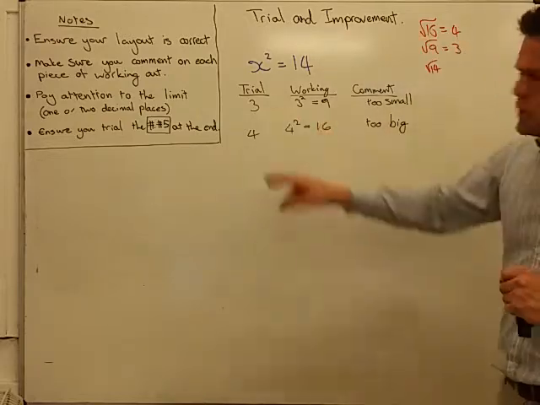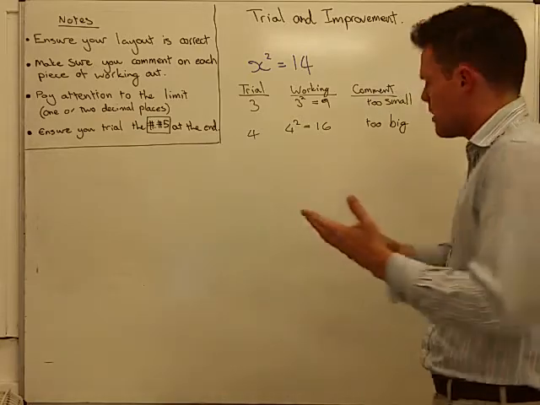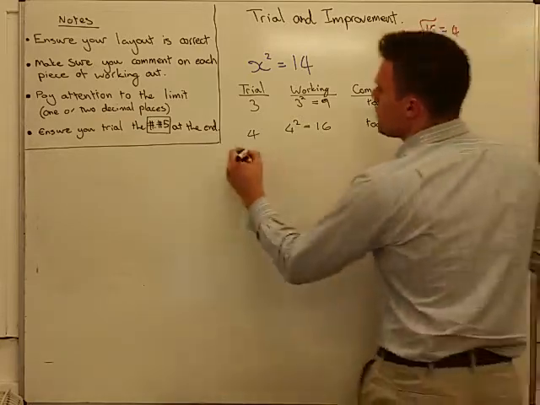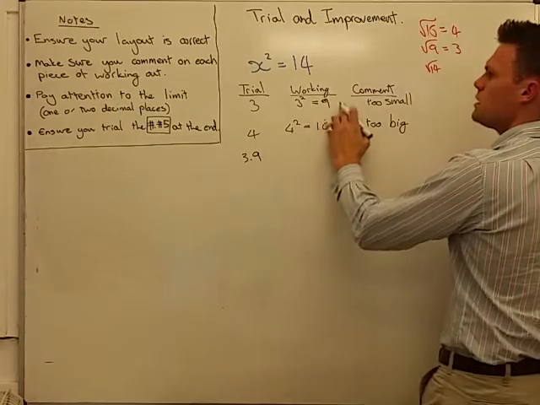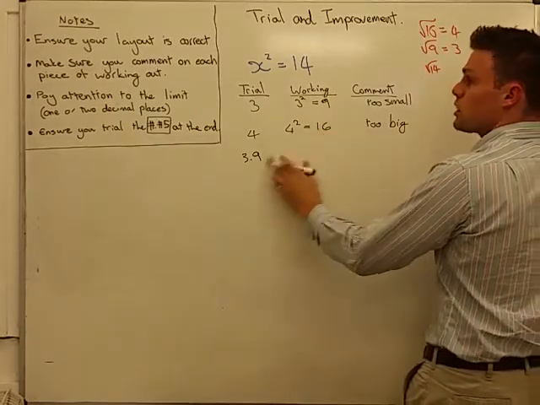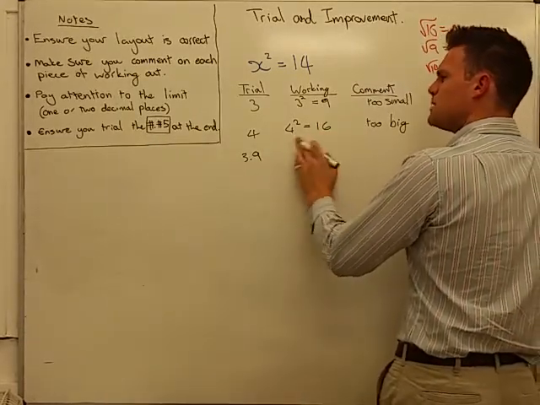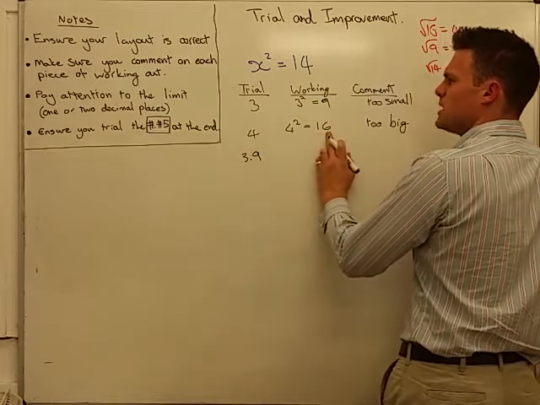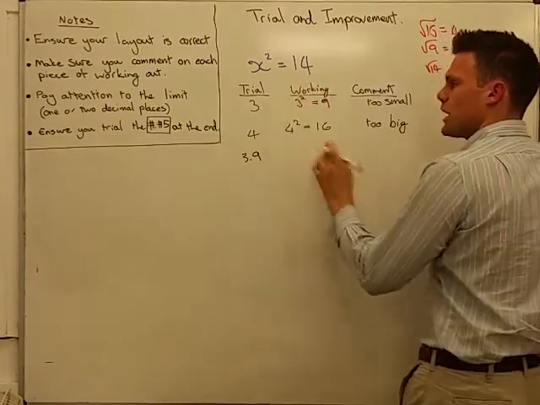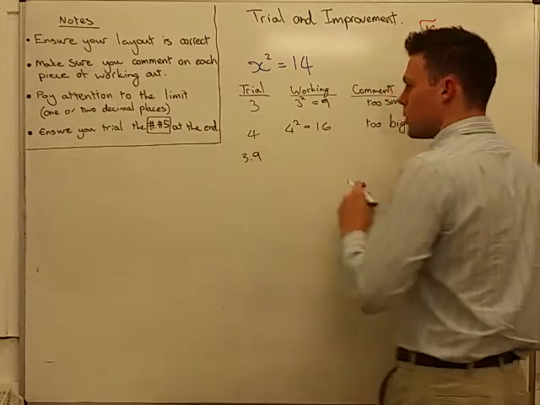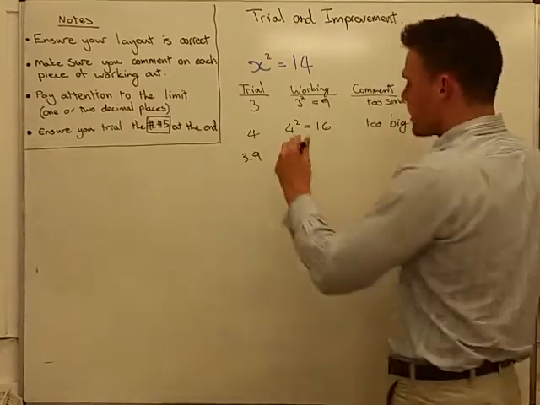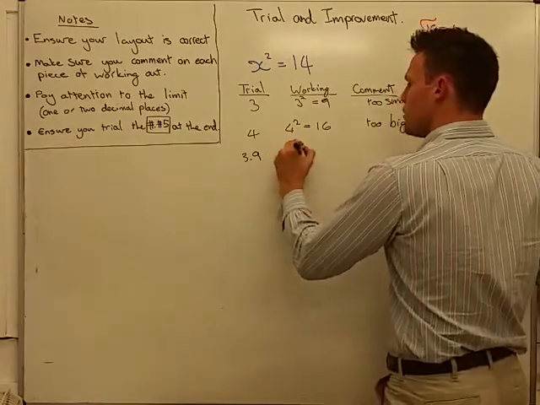All right, so between 3 and 4, if we pick a number, let's say 3.9. And I've chosen 3.9 because my trial of 4 gets me 16, and 16 is close to what I want to get. So if we try 3.9, I end up with 3.9 squared is going to give me 15.21.